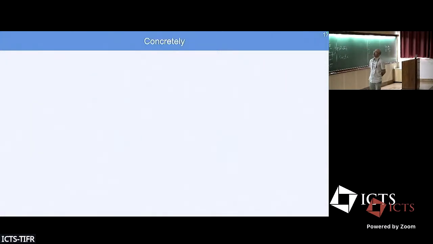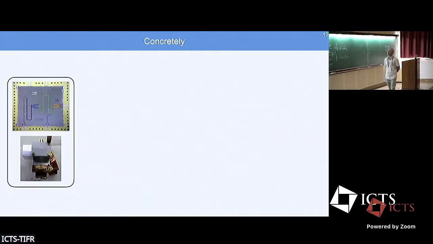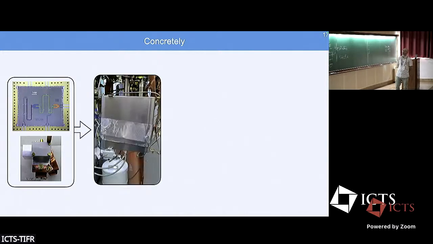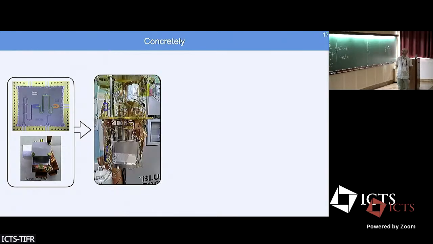Okay, so concretely, such an experiment works like this. We start from a chip, either in 2D or a 3D resonator, as I mentioned. Then we put it in a magnetic shield at low temperature. This is anchored to the bottom stage of a dilution refrigerator.